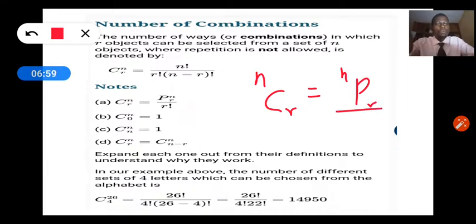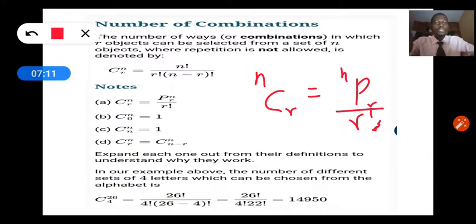We have this formula for combination. I can write a combination as a function of permutations. I can write it like this: n permutation r over r factorial. Good. And of course, we know what permutation is.